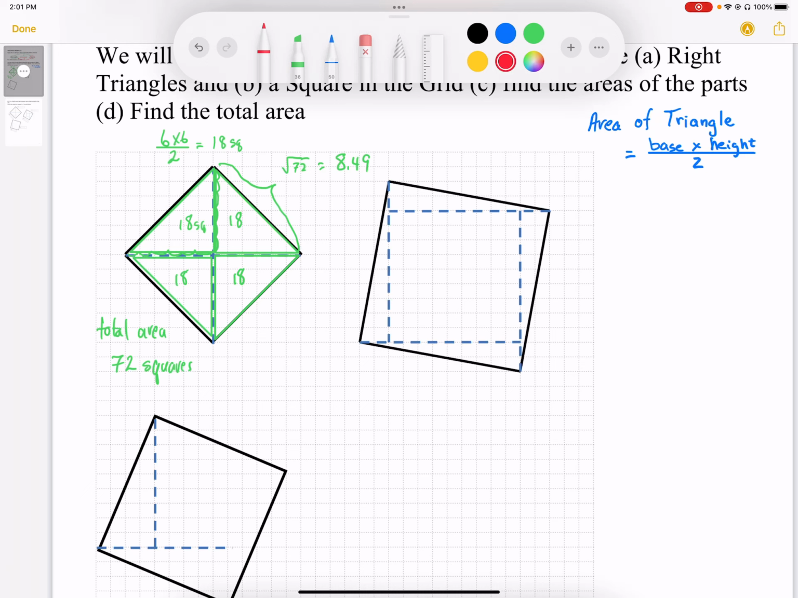To find the area of this square, again, we're going to break it down into right triangles. So we're going to take this right triangle here. I'm going to highlight that, and we're going to find the area of that right triangle. So I'll try it again here.